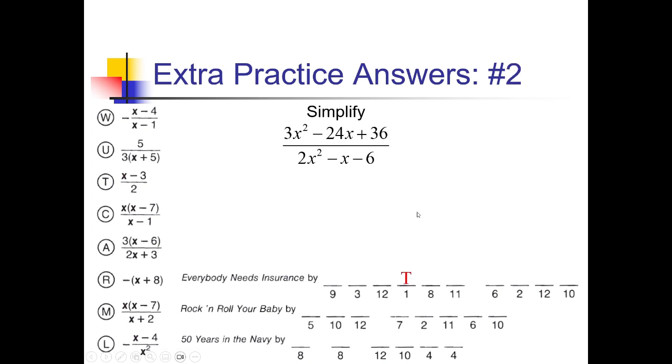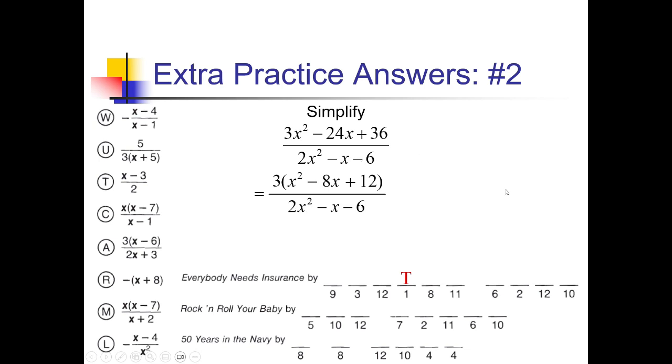For problem number 2, there's a little bit of a jump in difficulty on this one. As with before, though, I'm going to start by trying to take out common factors. In the numerator, I can take a 3 out of all of those. So that leaves me with x squared minus 8x plus 12. In the denominator, I sure would like to take out a common factor, but it doesn't look like I can. So if I want to factor that, I'm going to have to use the AC method. So my AC value, we got 2 times negative 6.